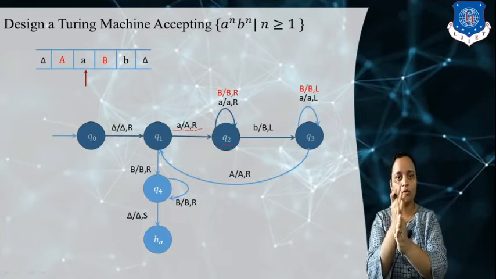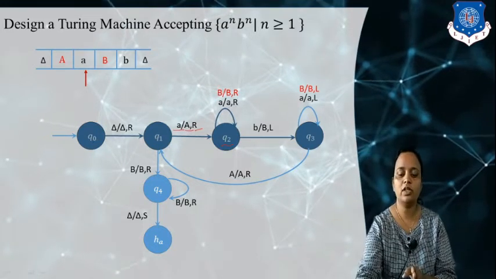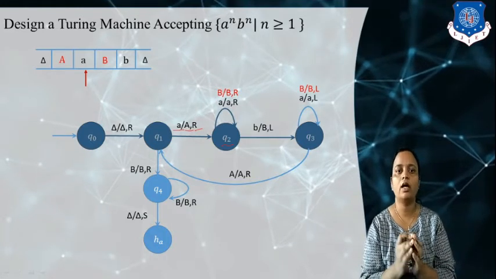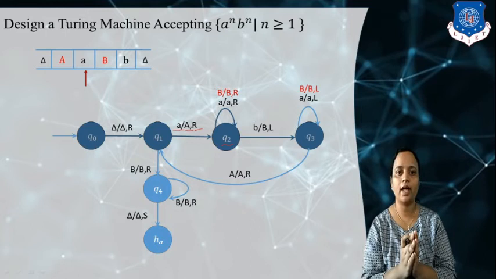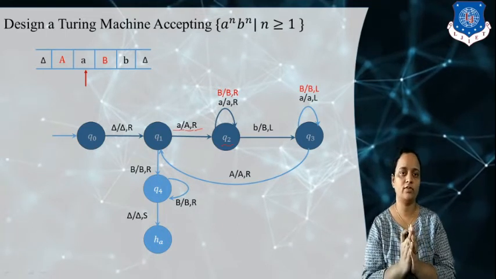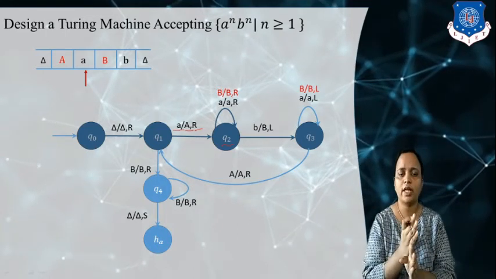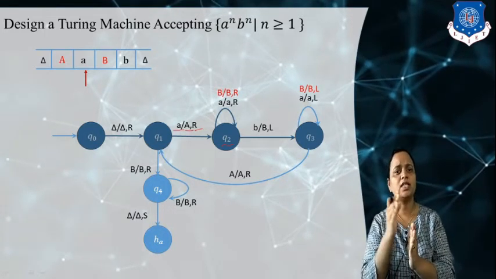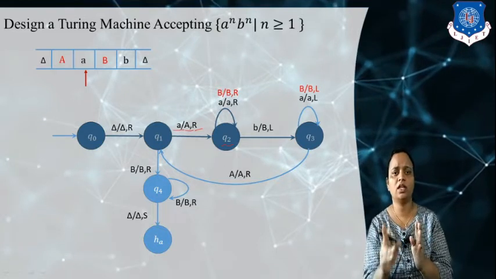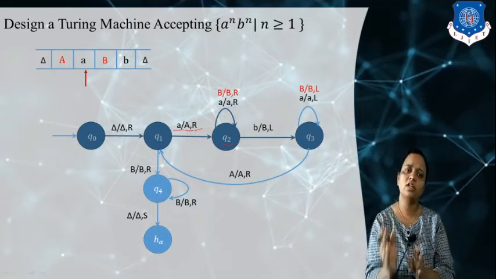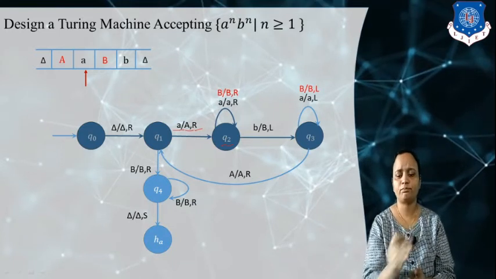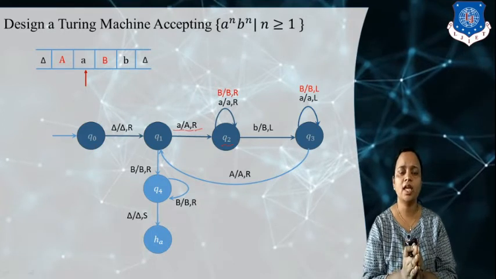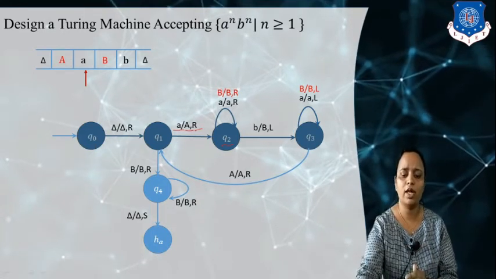So when you are moving to the left side, in the Q3 state, you can see over here, if you get a capital B, it is replaced by a capital B as it moves to the left side. If you read a small a, replace it with the same symbol. Do not change anything. Just move the head to the left side. So if it is A, it is replaced by A. Move to the left side.